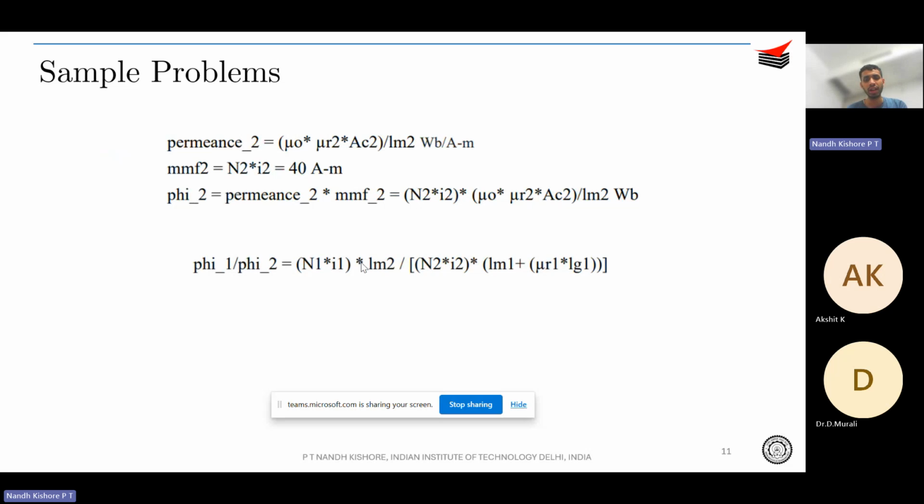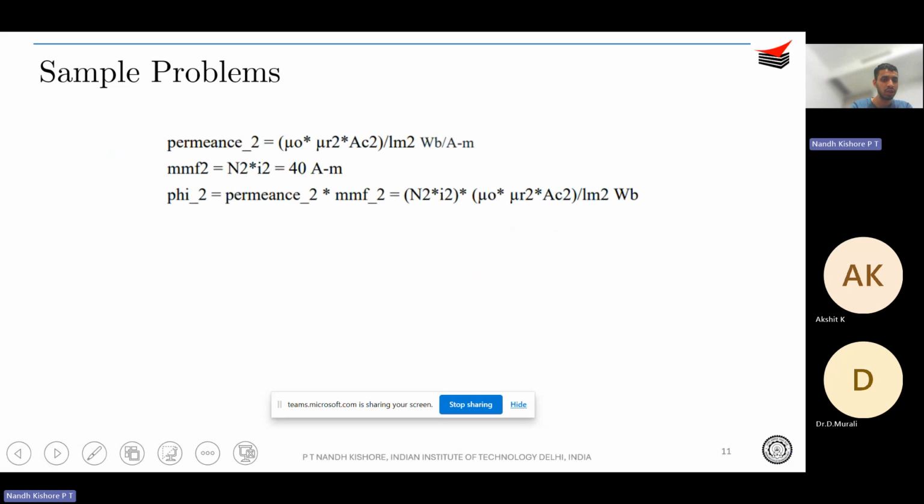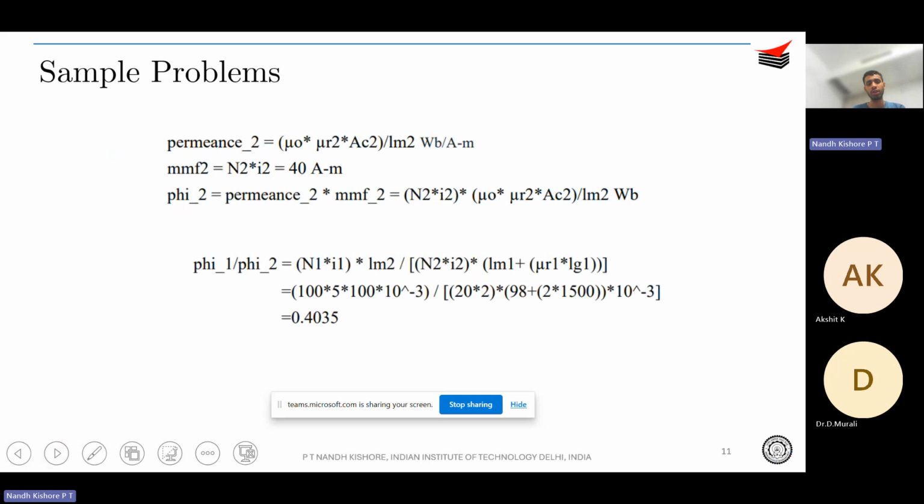You need not keep this in the form of formulas. Unnecessarily, it would be a bit complicated. You can just substitute then and there, and you find out what is your actual value for phi 1, and you find out what's your actual value for phi 2, and just divide it, you will get phi 1 by phi 2. It turns out to be 0.4035.